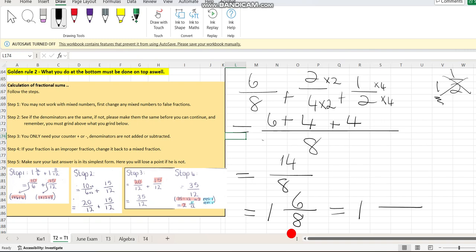Prime numbers for 2 is 2 goes into 6 3 times, 3 goes into 6 once. And then 2 goes into 8 4 times, 2 goes into 4 2 times, and 2 goes into 2 once. So eliminate, and then you have 3 above 4, and that is your simplified answer.